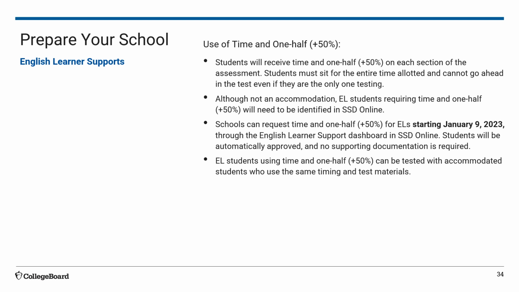Although not an accommodation, EL students requiring time and a half will need to be identified in SSD Online. Schools can request time and a half for ELs starting January 9th through the English Learner Support Dashboard in SSD Online. Students will be automatically approved and no supporting documentation is required. EL students using time and a half can be tested with accommodated students who use the same timing and test materials.